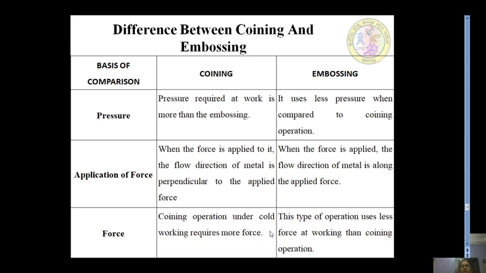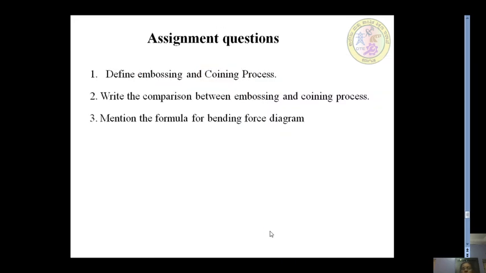So the pressure required in coining at work is more than in embossing. It uses less pressure in embossing. In application of force, when the force is applied in coining, the flow direction of metal is perpendicular to the applied force, whereas in embossing, when the force is applied, the flow direction of metal is along the applied force. So coining operation under cold working requires more force. Embossing uses less force at working than coining operation.